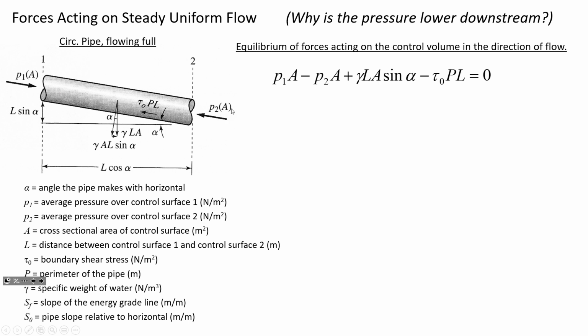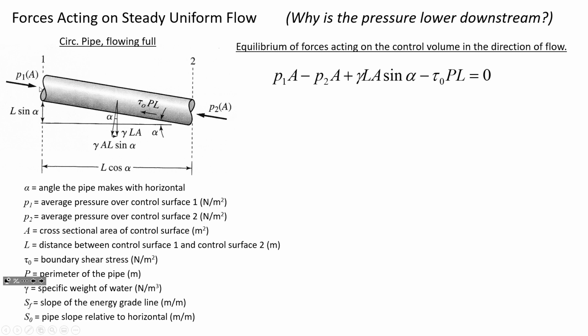Similarly, P2 times A is a force of the water that's on the other side of this element of water, and it's pushing to the left. Okay, so those are both acting along this length. And what we're going to do is a force balance. And so in the direction of flow, we want to see what's the equilibrium. So P1 times A is to the right, P2 times A is to the left, and so that's why here in this force balance, where we're doing the calculations, the minus sign is in front of the P2 times A.